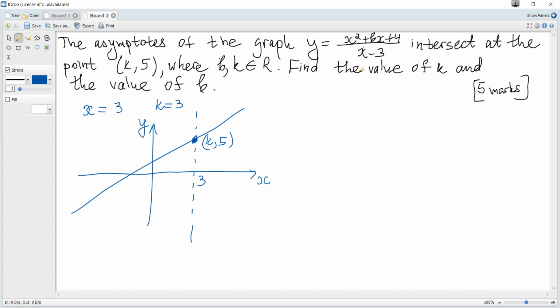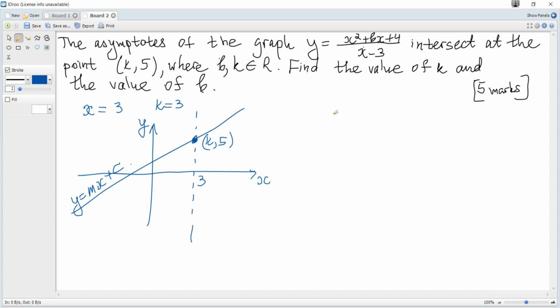and to find b we need equation of a slant asymptote, and since now we know that the point (3, 5) belongs to equation of a straight line, which is equation of a slant asymptote, then if we substitute (3, 5) into equation of slant asymptote, we can get equation with respect to b. So we need equation of a slant asymptote.